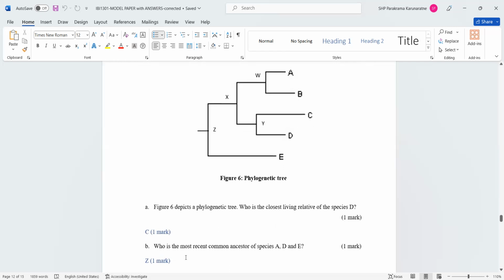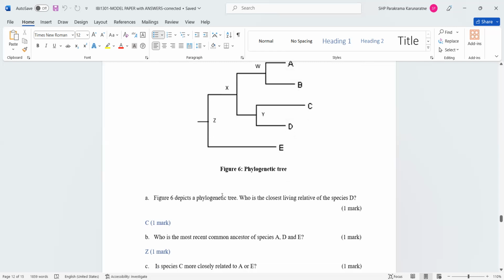So very simple. Who is the most recent common ancestor of species A, B, and E? These three have deviated from here. E has gone this way, B has gone this way, A has gone this way. For all three, A, B, and E, the common ancestor is here, Z. Z is the common ancestor, right?